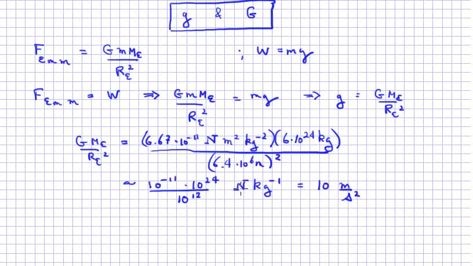Okay, look at the units. Everything cancels here except for kilogram to the minus 1 times newtons, and a kilogram to the minus 1 times a newton is meters per second per second. We know that from Newton's second law. F equals ma says that this is kilograms times acceleration, and so therefore if you divide by kilograms you get acceleration.